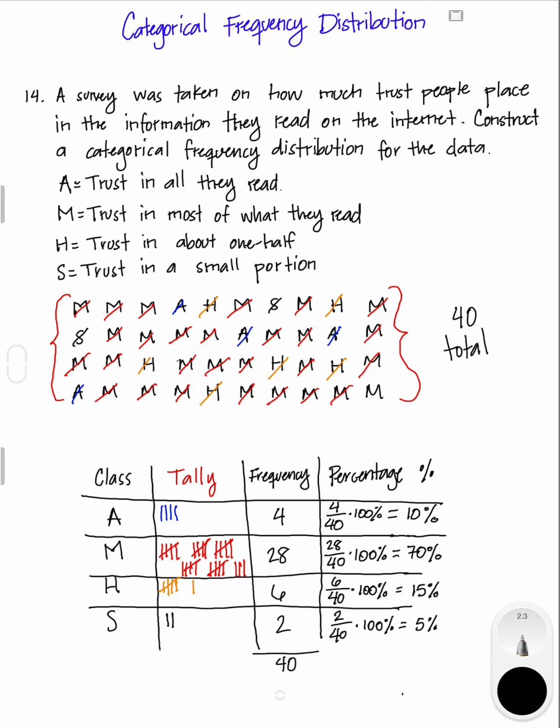And this is how you create a categorical frequency distribution when they provide you a list of data for any survey or any sample that is taking place.